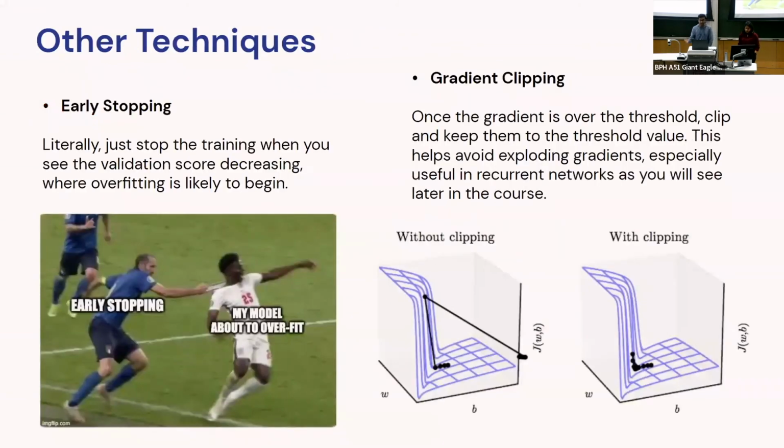Some other techniques that you'd be using is early stopping, which is, to be honest, extremely straightforward. Just stop training when you see the validation score decreasing, where overfitting is most likely to begin. And gradient clipping: whenever your gradients are over a certain threshold, clip them so that they don't go above that threshold and end up giving you exploding gradients, which is also straightforward. You have functions in PyTorch that enable you to do gradient clipping.